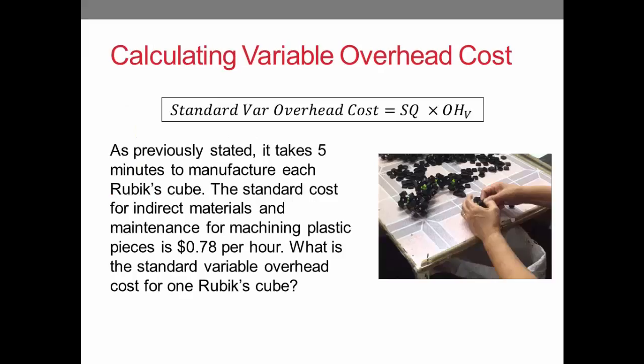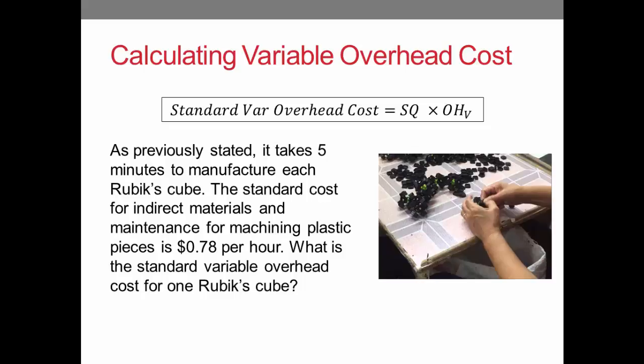So maybe an example would make it more clear. As we're going still with the Rubik's Cube example. So as previously stated, it takes 5 minutes to manufacture each Rubik's Cube. So 5 minutes to manufacture a Rubik's Cube. That means that's the first hint that we are going with the standard quantity of labor hours. The standard cost for indirect materials and maintenance for machining plastic pieces is 78 cents per hour. What is the standard variable overhead cost for one Rubik's Cube?